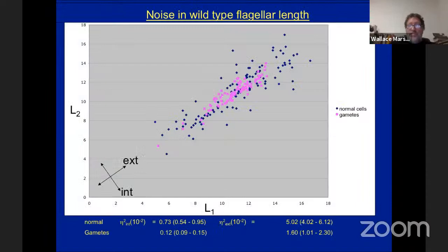Let me just say that we can see both kinds of variation in flagella. So if I plot the length of the two flagella in a scatter plot where each dot is a cell, what you see is there's a certain scatter along the diagonal. So that's correlated variation from cell to cell.